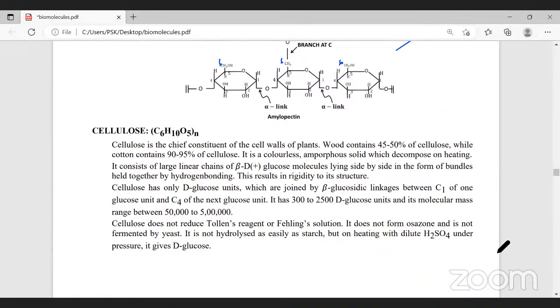Next, cellulose. Cellulose also has the general formula C6H10O5 n. We do not have to learn more about cellulose. It's a major constituent of the cell walls of plants. Cotton is pure cellulose.